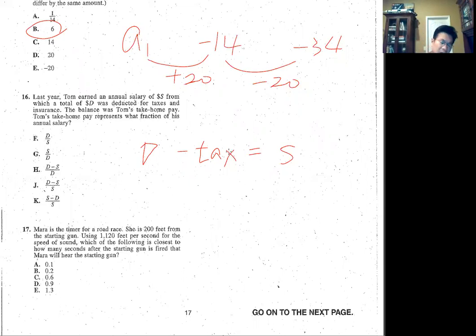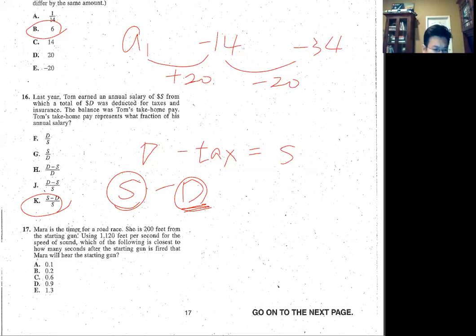I'm kind of confused here. So Tom is getting S as the salary, and then after a total of D was deducted. So D was deducted, so this is tax and insurance. And this is how much he is actually getting home, right? Take-home. So S minus D has to be right here, K. So out of the entire thing is S.